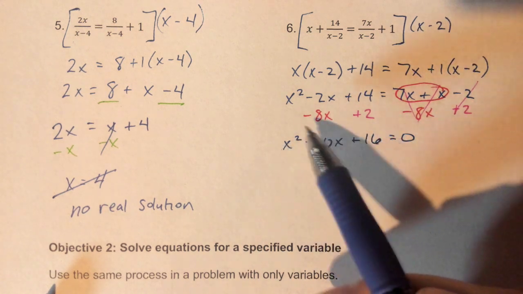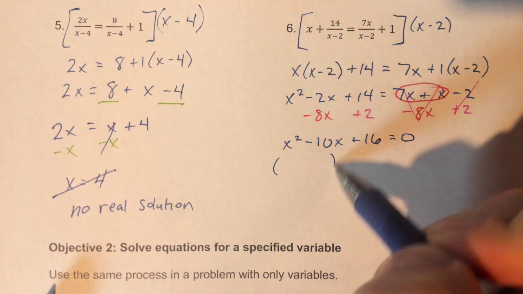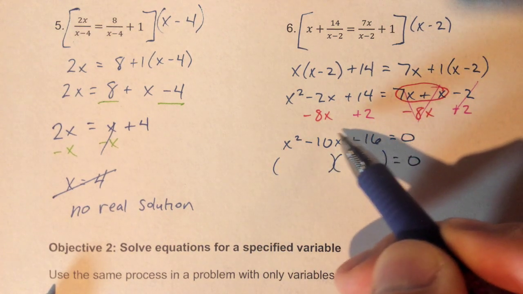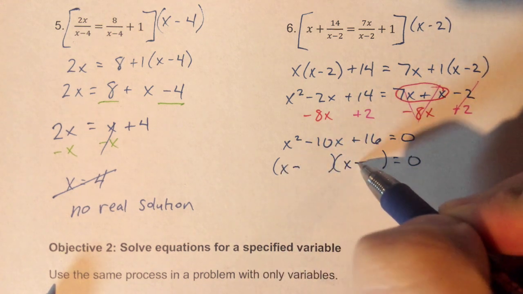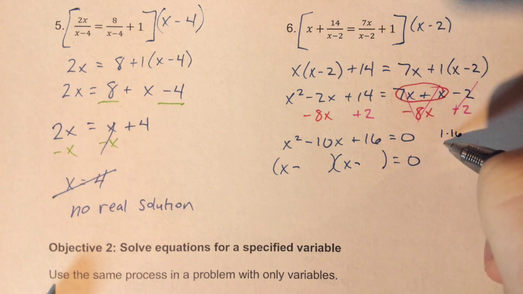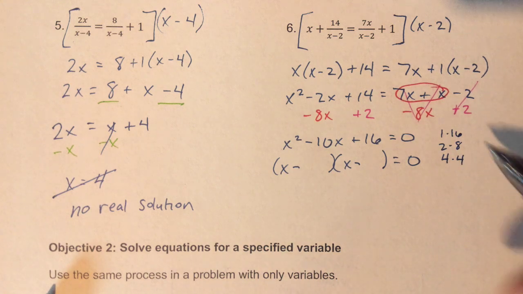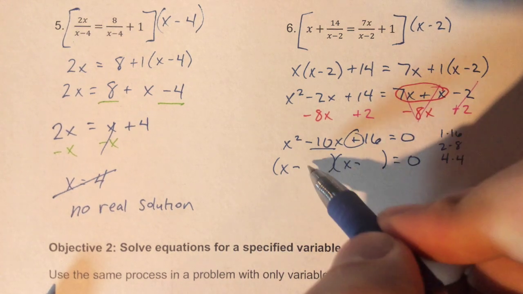So we've got that trinomial nice and easy to factor because there's no number in front of that first term. We can go straight into the parentheses. My third sign is positive, so I use the sign of my second for both parentheses. It's going to be x minus and x minus. And the factors of 16 are 1 times 16, 2 times 8, and 4 times 4. I'm looking for the factors that add to make 10. And of course, that's going to be 2 and 8.